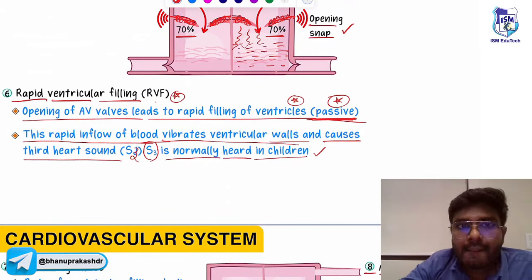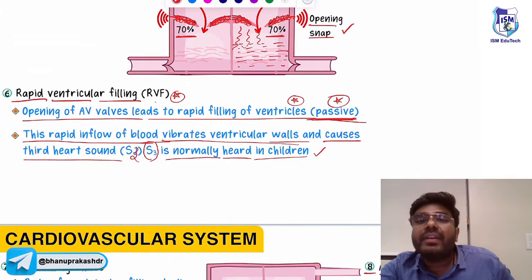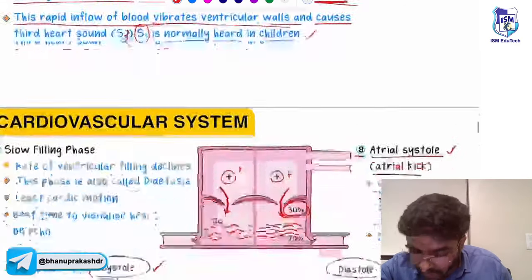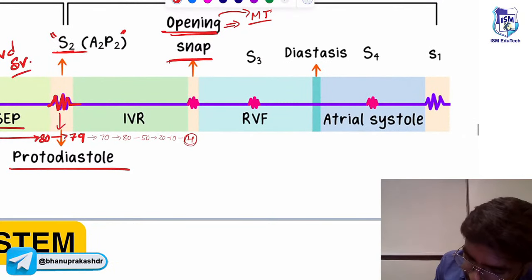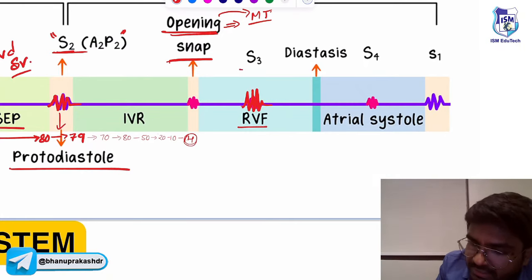It's a passive process. Next, after rapid ventricular filling, what is it? Okay, let me show you the timeline diagram. Here, see, this is the rapid ventricular filling. Now, during rapid ventricular filling, are you able to appreciate there is a heart sound heard? That is the S3 heart sound. Okay, there is S3 heart sound, right?